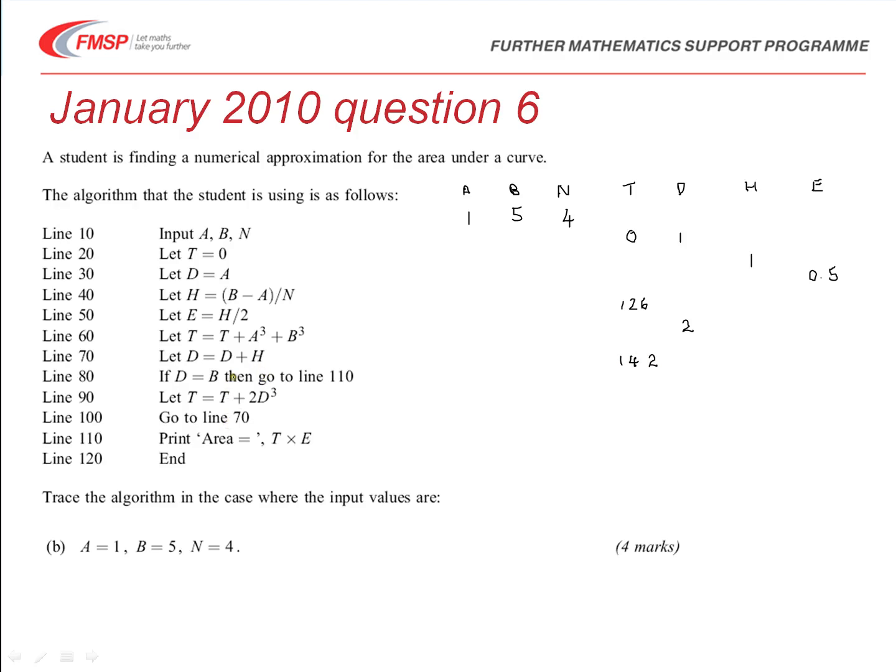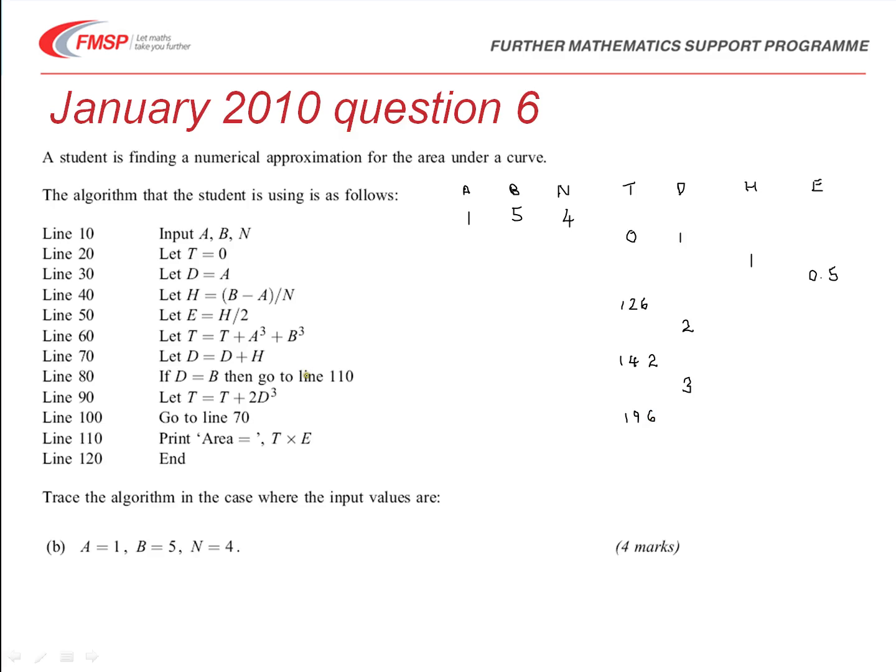Now we go back to line 70, so D equals D plus H. Well, H is 1, D is 2, so that now becomes 3. Then it says, does D equal B? No. So we go to next line, which says T equals T plus 2 times D cubed. So D cubed is 27, times 2 is 54. Add that onto there, makes 196.